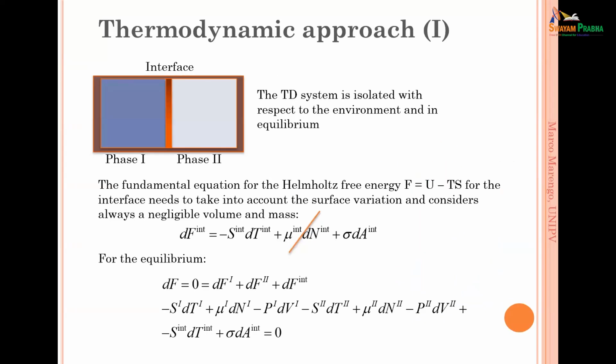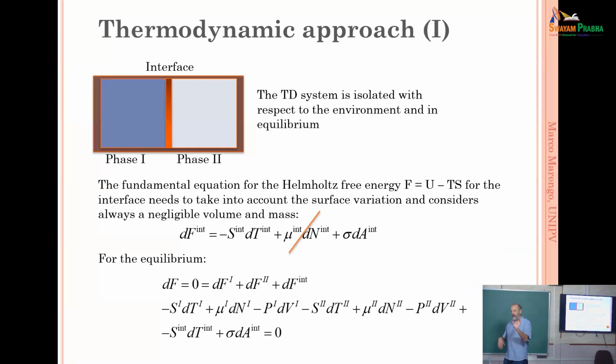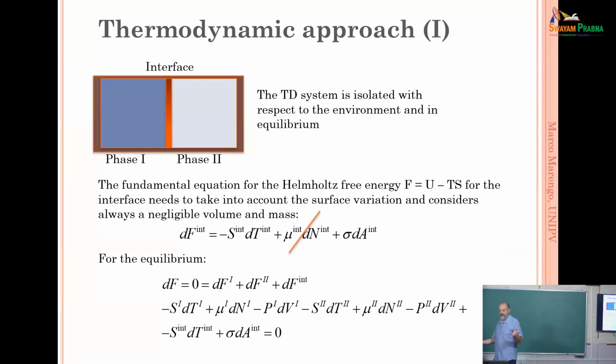There is also a very interesting thermodynamic approach because usually, when you have a composite system, we have a phase 1 and phase 2. We did this, right? Now, let's consider the interface as another thermodynamic system. So in this case, we have 3 systems: the phase 1, the interface, and the phase 2.